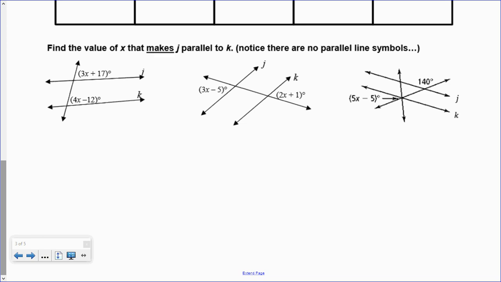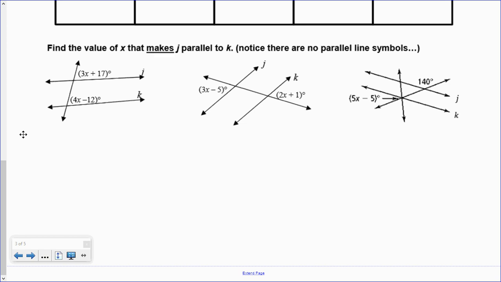But there are two different ways that they can tell you the lines are parallel. They could either put the little arrowhead on the lines to show you visually that they're parallel, or they can say in the directions that they want you to assume that they are. So this make j parallel to k thing is they're telling you go ahead and pretend that they're parallel to find x, right? Those are the only two ways that you guys are allowed to solve, is if they have the symbol in the picture or in the directions they tell you that they should be parallel, okay?